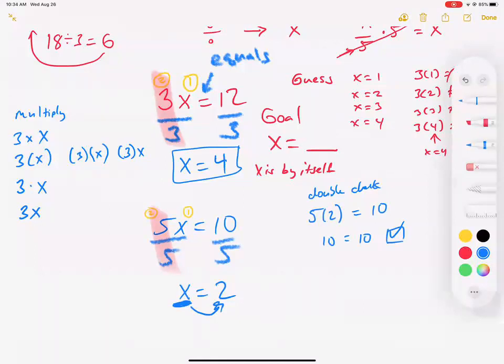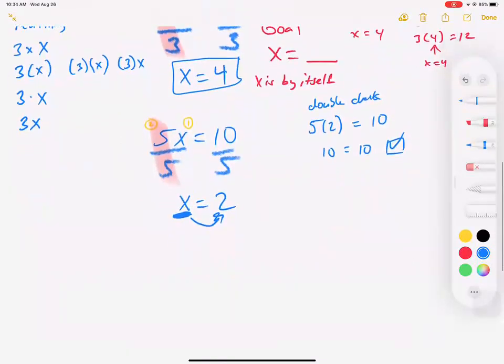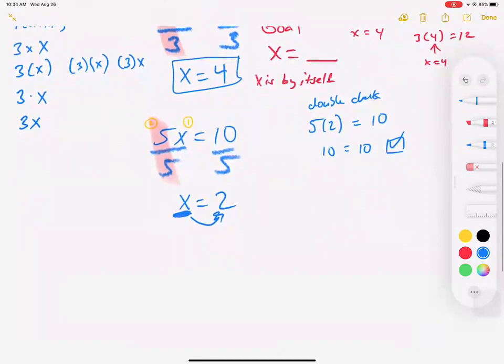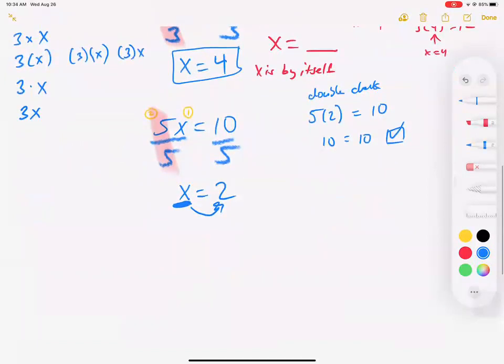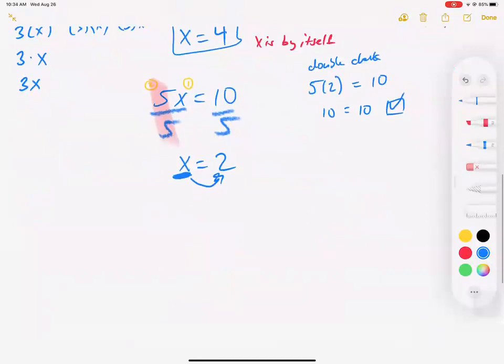Now to work through our other processes, we have addition, subtraction, multiplication, and division. Okay, let's use our next example. Let's go back to our basics. So x plus 3 is equal to 8.